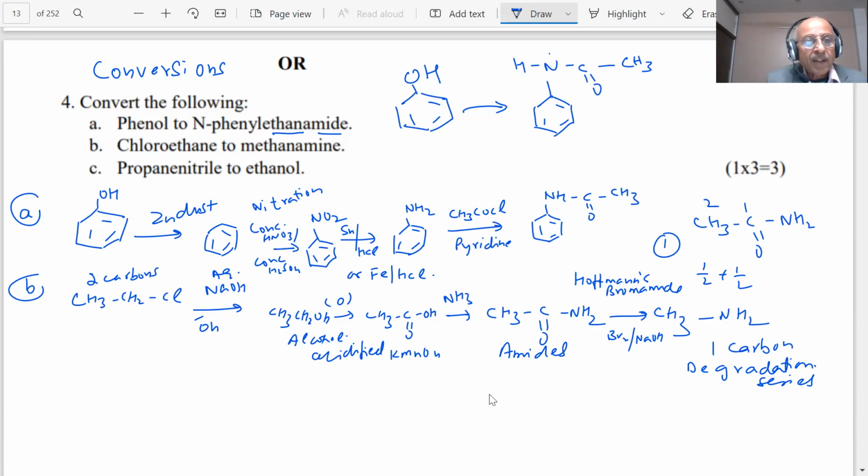Okay, the next part is saying propane nitrile. What is the formula of propane nitrile? CH3CH2CN, three carbons. This is our propane nitrile. Ethanol, what is the formula of ethanol, student?